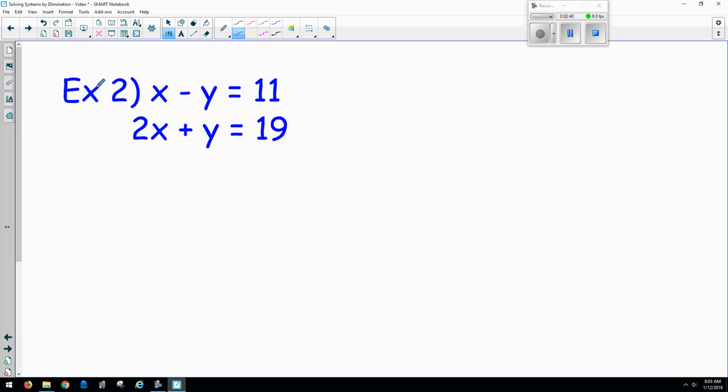Here's another example. And again, if we're using elimination, we really want opposite coefficients for one of the two variables. So if we're looking at the y's right here, both y terms, we can see that one of the coefficients is -1 and the other coefficient is a +1. That's our ultimate goal when we're using elimination.